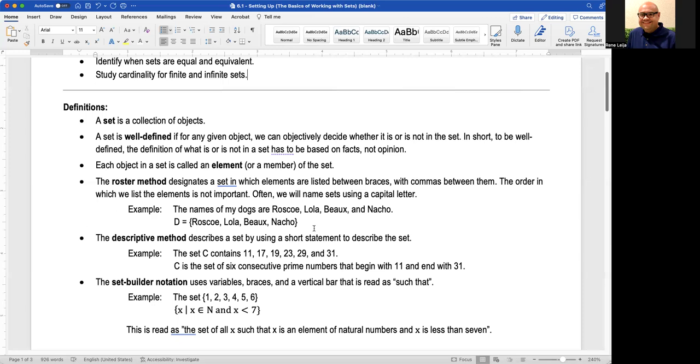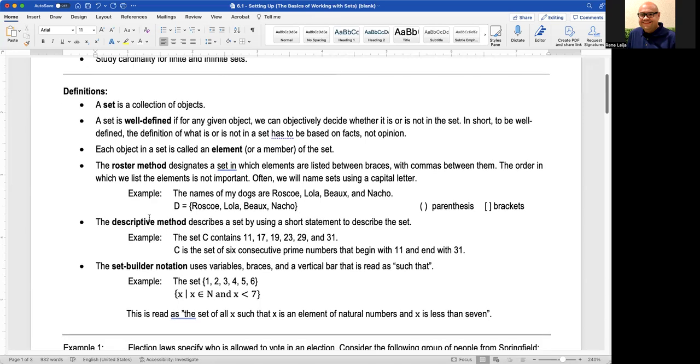Now, please be careful. These are braces, what you see here. This would be a set of parentheses. And these would be a set of brackets. So there is a difference between the braces, the parentheses, and the brackets. We will always represent sets by using the braces.